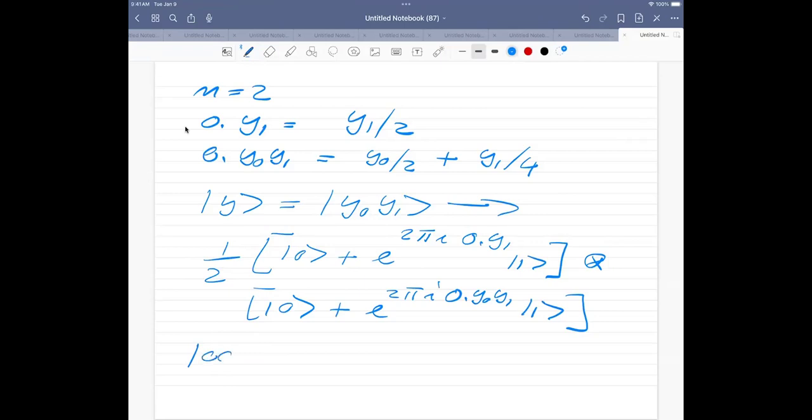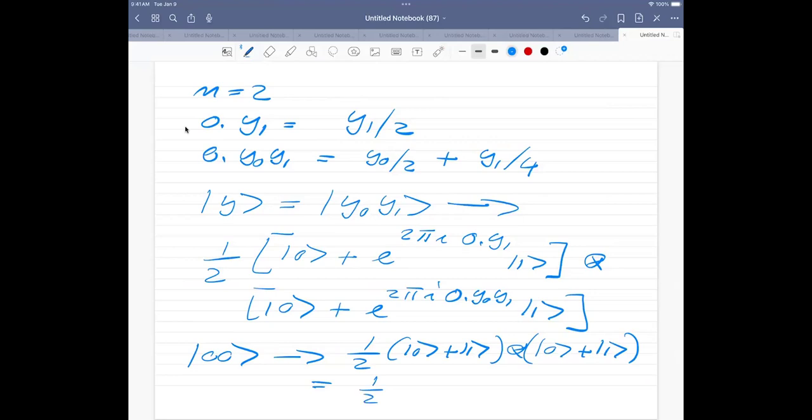So if I now look at 0, 0, if I plug that in, that is now going to give me 1 divided by 2, and then I have my 0 plus 1 tensor product with 0 plus 1, which is the same as 1/2 of 1, 1 tensor product with 1, 1, which is the same as this 1 of 1, 1, 1, 1.